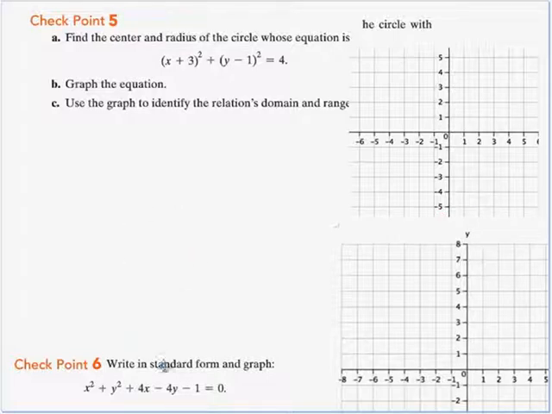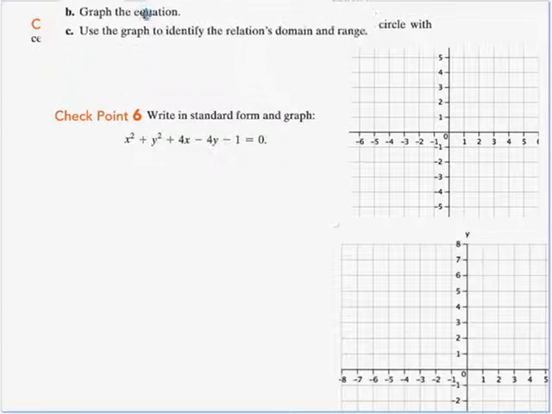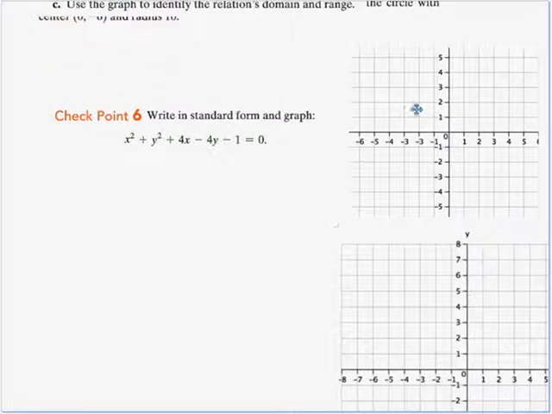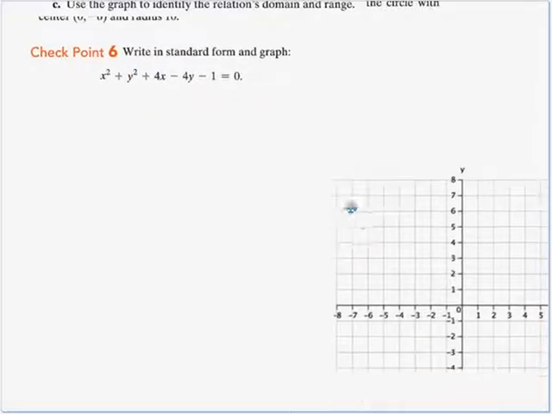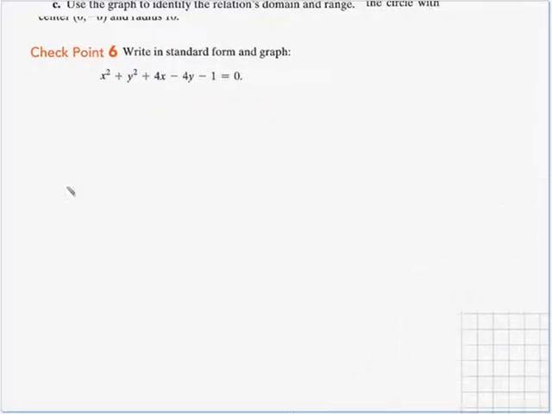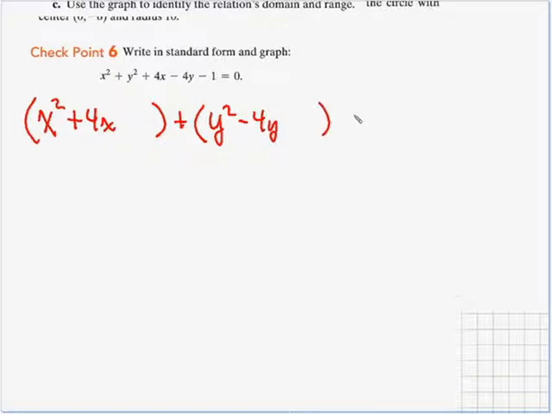Okay, the last one, we're going to have to do a little complete the square. They gave it to us in general form. They want it in standard form. And they're going to have us graph it at the end there. So let's get everything set up. I'll separate my x's and y's. So I'll have my x squared plus 4x and leave a little gap. And then I'll have my y's, y squared minus 4y. And that's equal to, I'll add 1 to both sides. So I have a 1 over here.